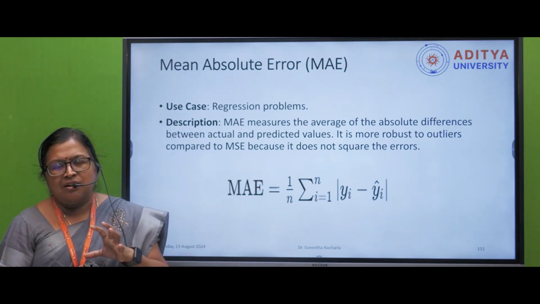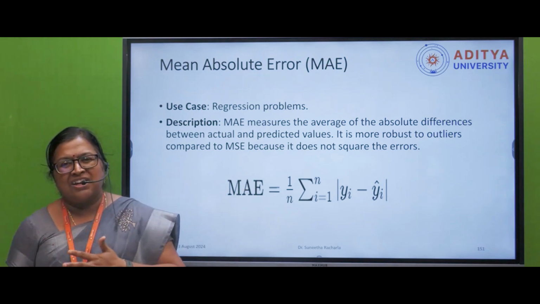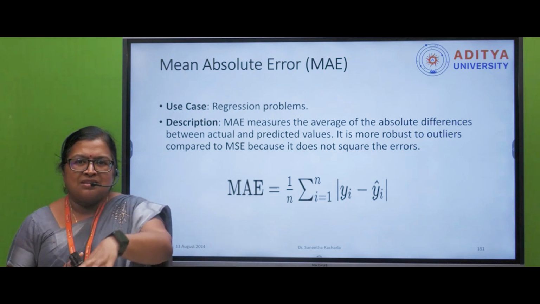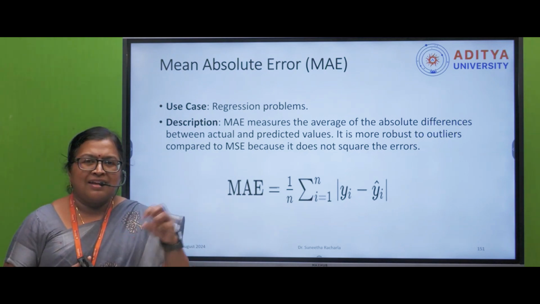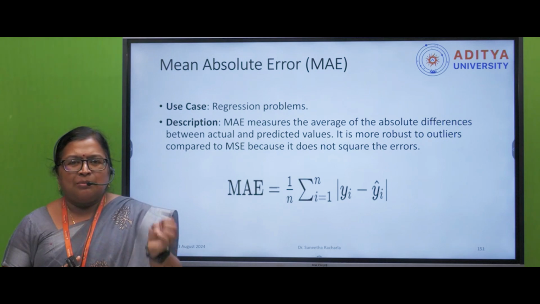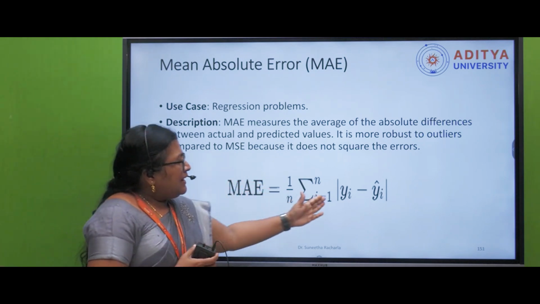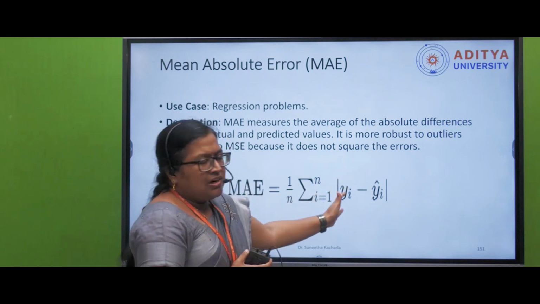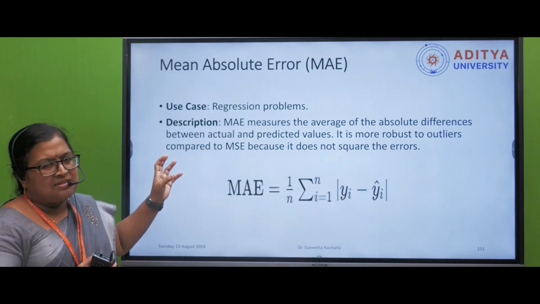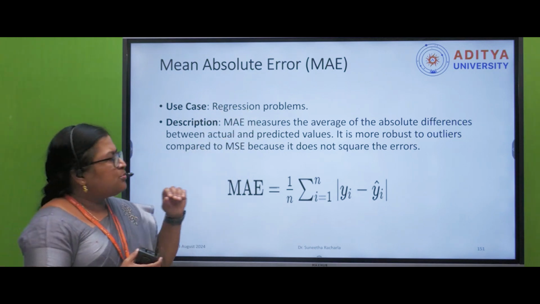MAE will not differentiate between a very small error and a very large error. It will tell you where a particular node is giving some error, so you can analyze that node. It takes the difference between actual and predicted, sums it, and gives it back to the optimizers. This is also normally used for regression problems.